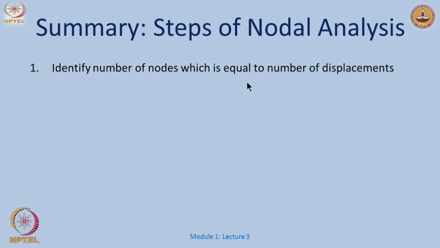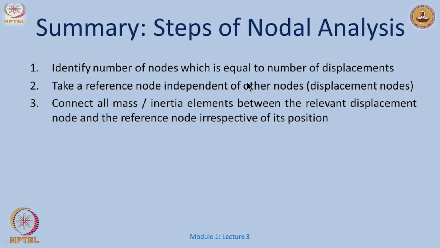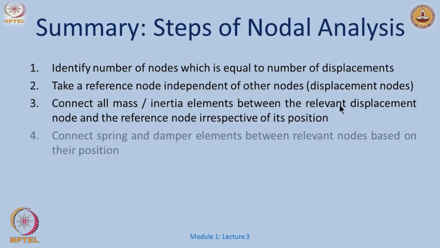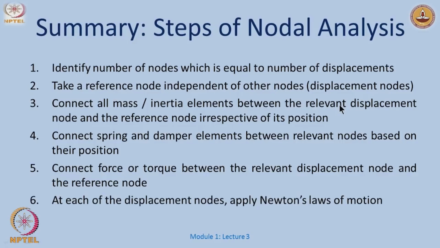So, in summary, how do we identify the steps of a nodal analysis, how do we come about getting our models? The first is to identify the number of nodes, which is equal to the number of displacements, and select a reference node. Then connect all the basic elements, the mass elements, the spring elements and so on, according to their positions. Similarly, do the same for the spring and the damper. If there is an external source which produces a force or a torque, also add that to your system, and then finally apply Newton's laws of motion to arrive at your desired equations.